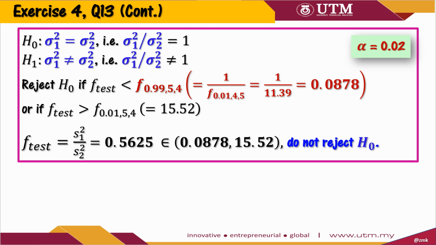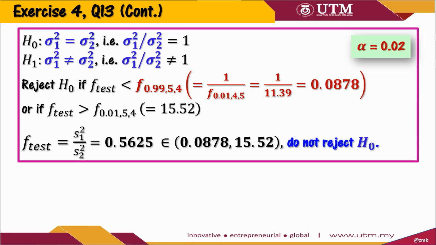Back to the f-test statistic value, you can clearly see that the f-test value is in the acceptance region as it is in between the critical values. That is, the f-test value is in between 0.0878 and 15.52. Therefore, we fail to reject H0, or we do not reject H0.